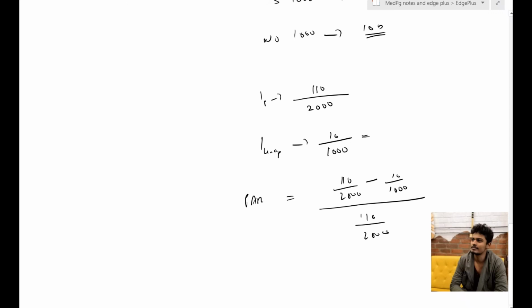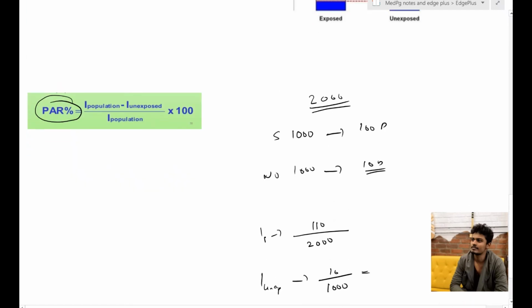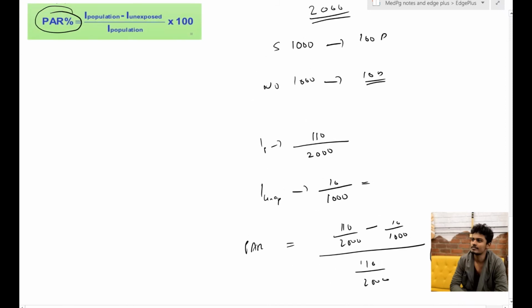If you work this out, I think this will come as 9 by 11. I'm not sure, just check it out. This comes as 9 by 11. So if you convert it to a percentage by multiplying by 100, you will get the percentage of population attributable risk. So that is just the concept. If I do 2 or 3 numericals, it will become more and more clear.